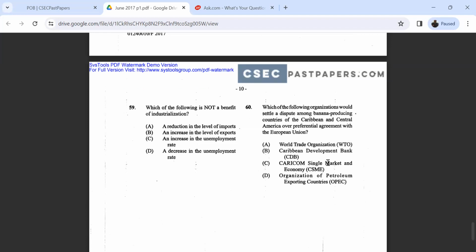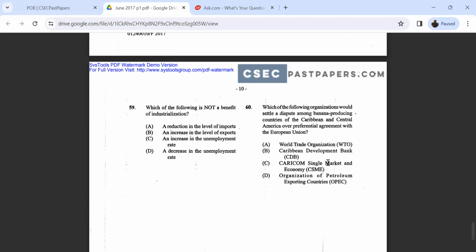Number 60. Which of the following organizations would settle the dispute among banana producing countries of the Caribbean and Central America over preferential agreement within the European Union? So we're looking at a dispute between the Caribbean and Europe. Who would handle that? A, the World Trade Organization. Very good. We now finish our paper one.